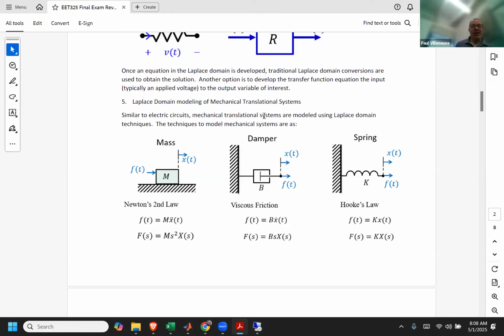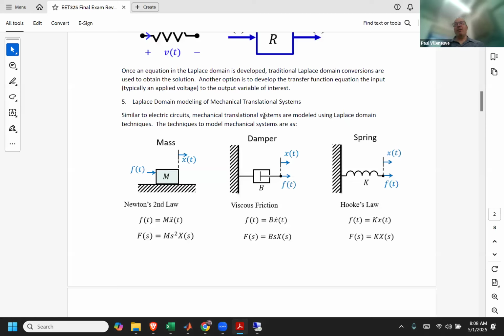And so we're doing things in terms of force now. So that's the energy in a mechanical system, at least in this translational system. So force is mass times acceleration, or the second derivative of position. And we can write that in the Laplace domain as ms squared times its position.